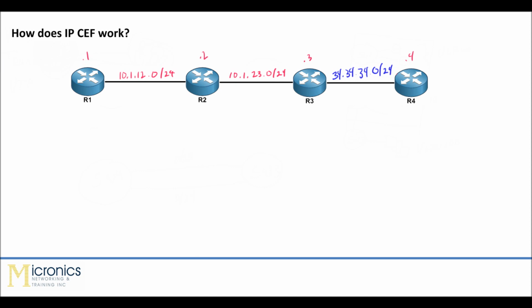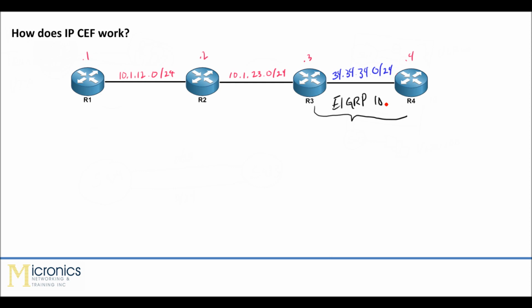We've got R1, R2, R3, and R4. They're going to be interconnected all with Fast Ethernet, and we're running individual networks. Now, the reason that I've got the link between R3 and R4 written in blue is because I'm running EIGRP on these devices, EIGRP AS 10 specifically.